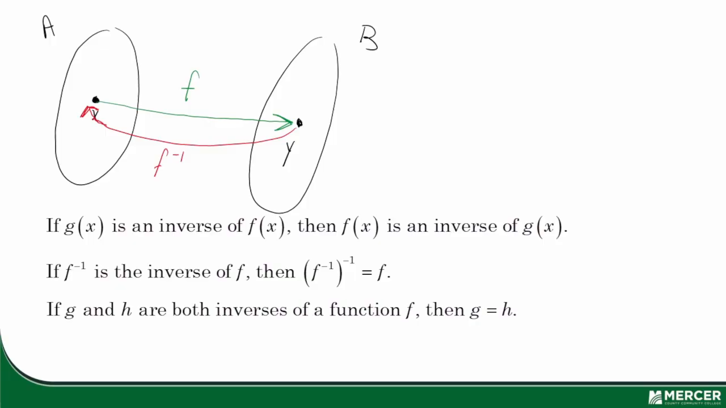If g and h are both inverses of a function f, then g equals h. This says that the inverse is unique. There's only one. So if a function has an inverse, it only has one inverse.